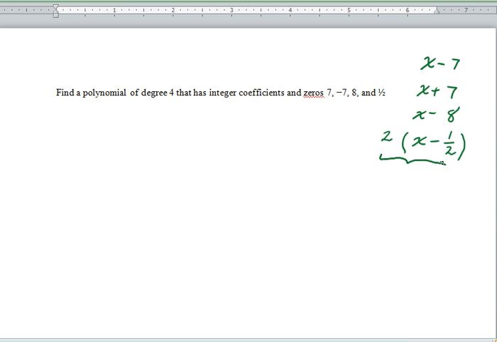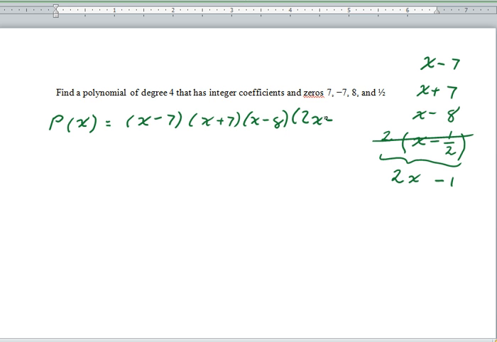When we do that, we're going to get a new factor of 2x minus 1. We're going to use the factor 2x minus 1 and multiply that with the other factors to give us our polynomial with the smallest possible integer coefficients. Multiples of 2 would also give us integer coefficients. So our polynomial is going to be x minus 7 times x plus 7 times x minus 8 times 2x minus 1.